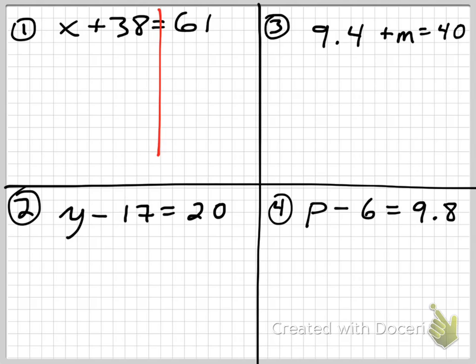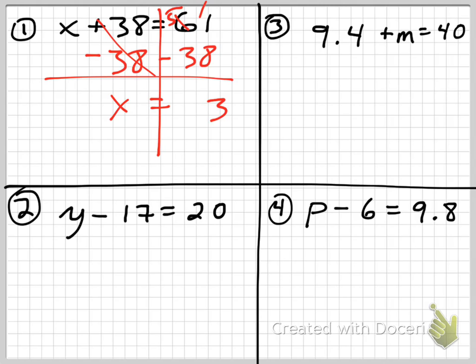All right, line on the equal sign. Is the variable happy? No. He's not alone. Who's with him? 38. What's the 38 doing? Adding. How do I get rid of plus 38? Minus 38, minus 38. X equals 23.